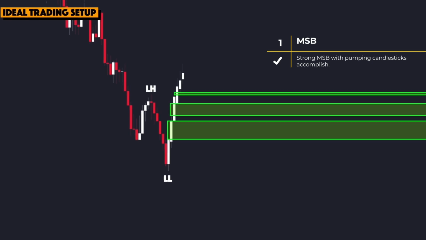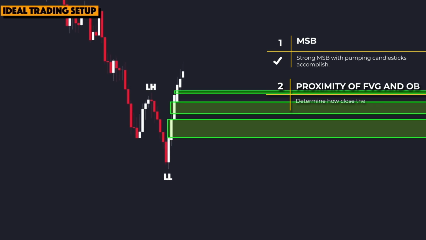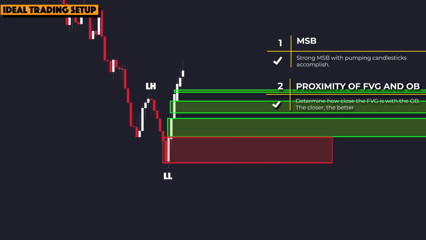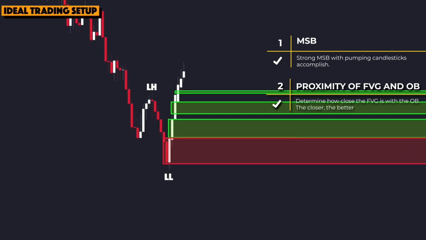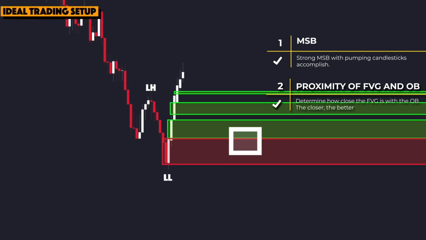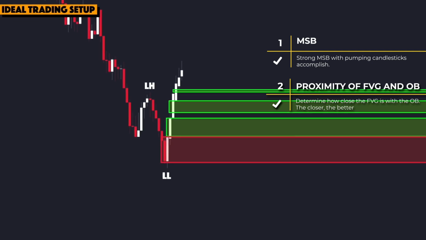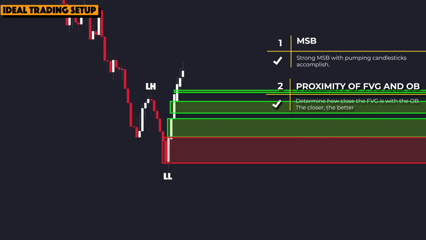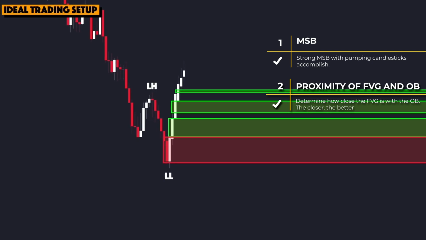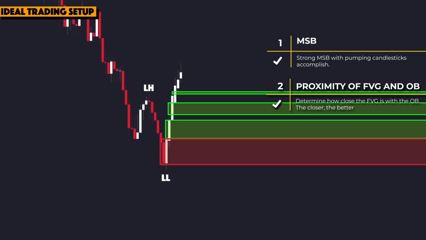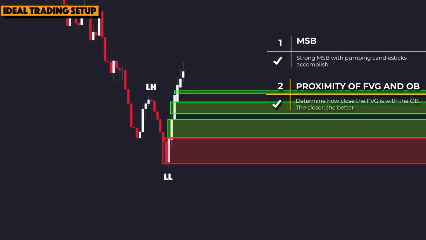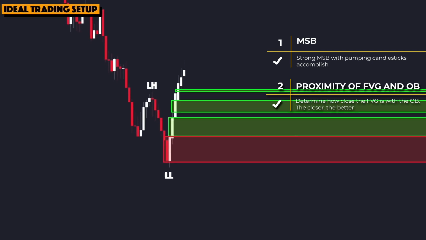The second thing I look for is the proximity of the imbalance to the order block. You'd want them to be as close as possible, essentially forming one overlapping zone. As you could see in this example, the fair value gap is formed right next to the order block candle. This is what we're looking for. The closer the imbalance candles are to the order block, the stronger this zone becomes. In other words, the price is very likely to bounce from this zone.